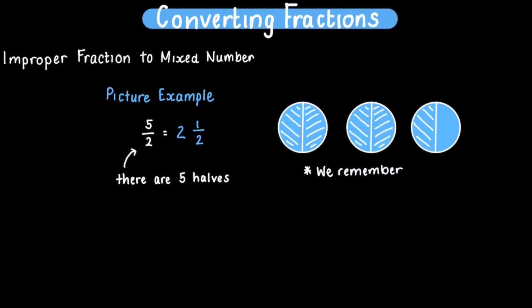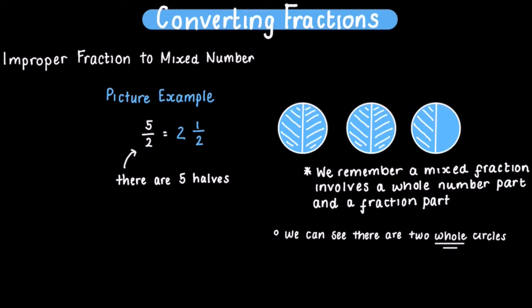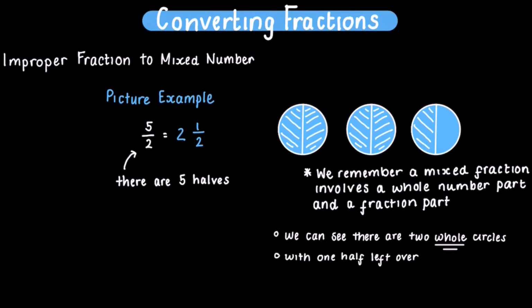Now, where understanding a mixed fraction becomes key is that a mixed fraction has a whole number and a fraction included. So as we can see, 5 halves has been shaded in. How many of these circles have fully been shaded in so we can get our whole number? We can see 2 of these circles have fully been shaded in. So we can see that the whole number of our mixed fraction is 2, and we have 1/2 left over.